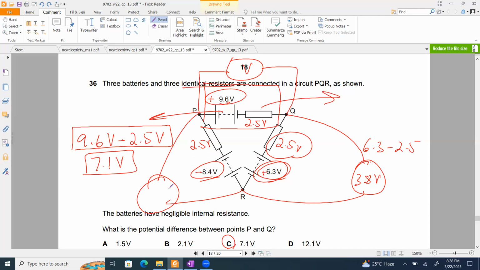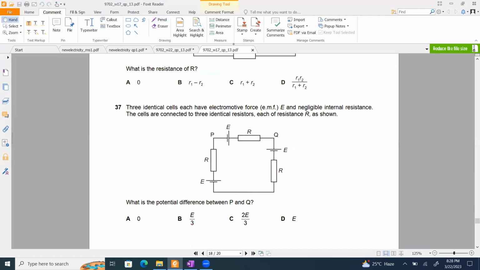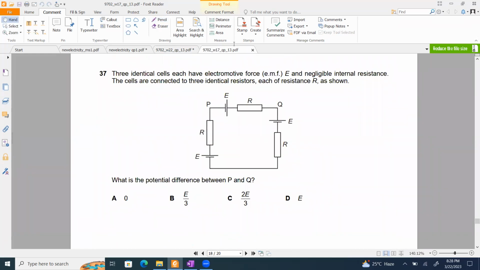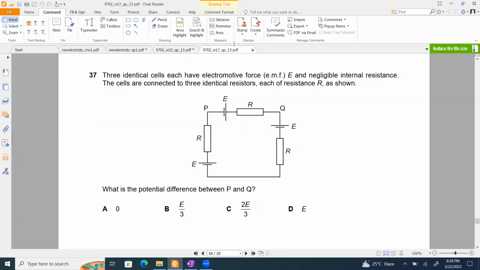Okay, fine, perfect. I'm going to solve only one more question, and inshallah you will be able to understand all the rest of the parts, and you can solve the rest of the parts on your own from Kirchhoff's laws. See, this question is from winter 2017, question paper 1-3. They say three identical cells each have electromotive force E and negligible internal resistance. The cells are connected to three identical resistors. Each of the resistors are as shown. What is the potential difference between point PQ?